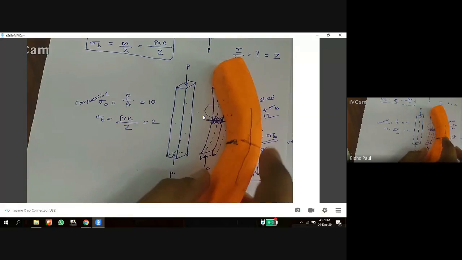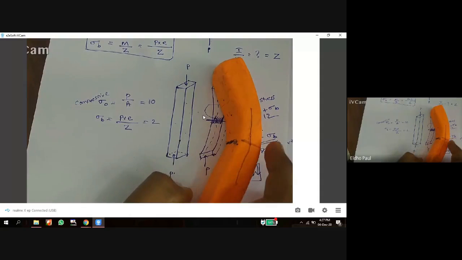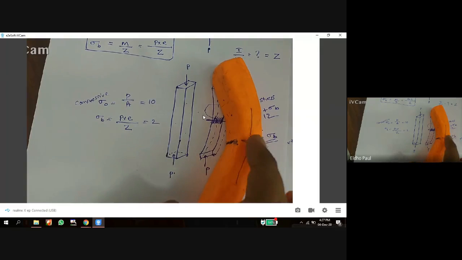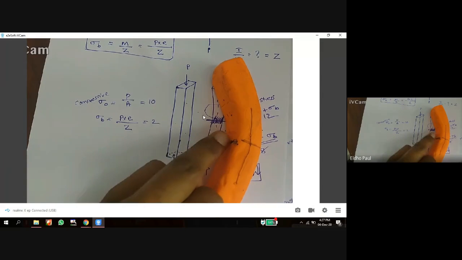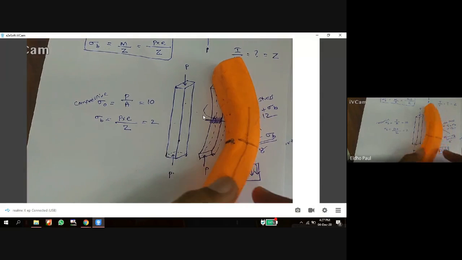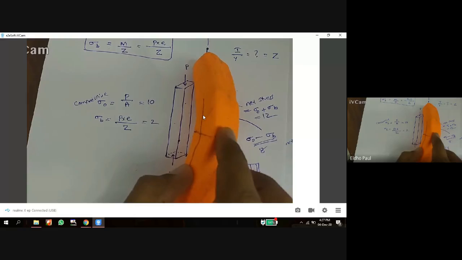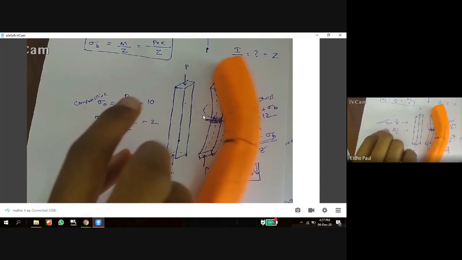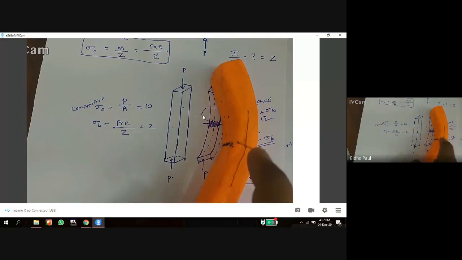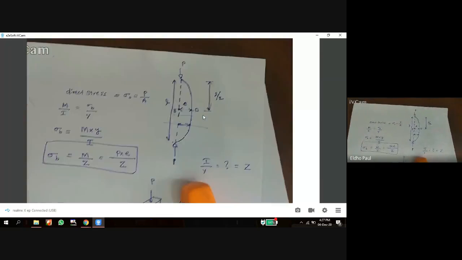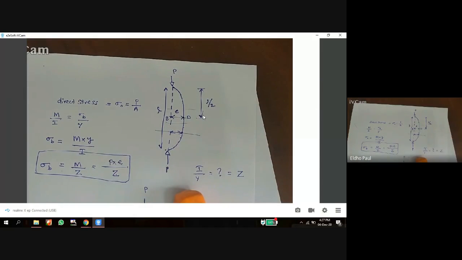So from the neutral axis to the outer surface, the tensile stress increases linearly. From the neutral axis to the inner surface, compressive stress increases linearly. So maximum compressive stress is at the inner surface, maximum tensile stress is at the outer surface. And the sigma b is maximum in the central region. When we take the length portion, in the central region we can see maximum sigma b, where E is maximum.